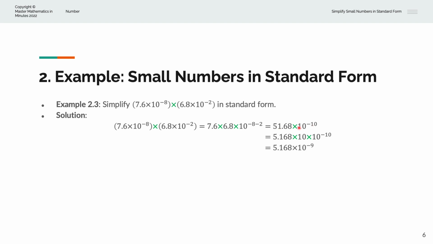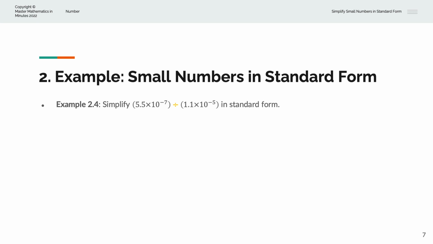So we'll write this in standard form. 51.68 is equal to 5.168 multiplied by 10, and we'll copy the 10 to the power of minus 10 down. So we have 5.168 times 10 to the power of minus 9. So 5.168 is between 1 and 10, and minus 9 is a negative integer, and so that is in standard form as required.